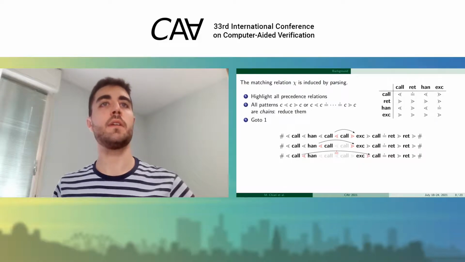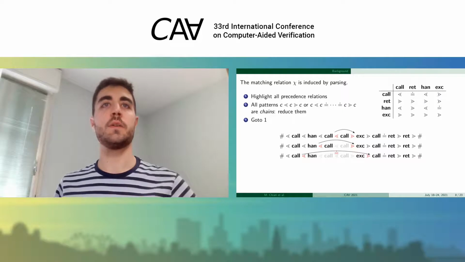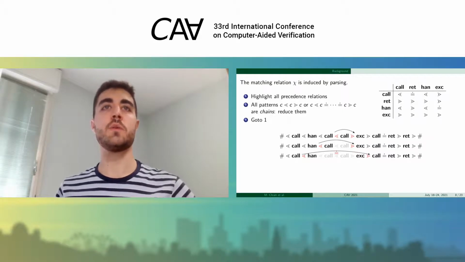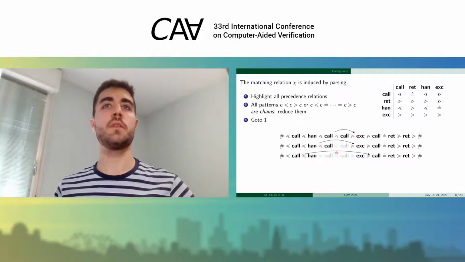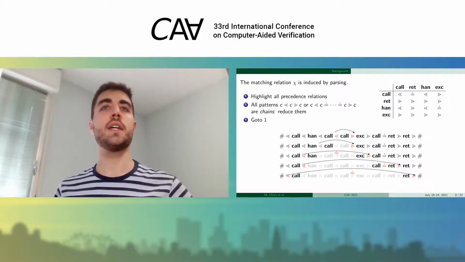The first call yields precedence to the handler, which is equal in precedence to the exception, which takes precedence from the next call. So here, as you can see, we have an equal in precedence, which means that both the handler and the exception are part of the same chain body. And again, we reduce it. So as you can see, we get our matching relation by linking all the chain contexts.